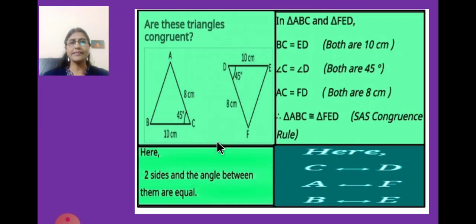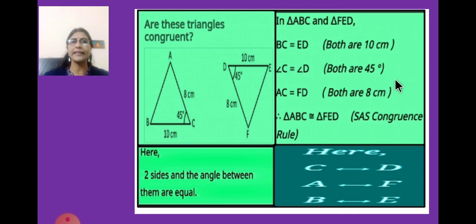Now let us take this example. Are these triangles congruent? So these are the two triangles given. We have to see whether they are congruent or not. This is triangle ABC. This is triangle FED. Now let us see this one. This side BC. BC is equal to 10 centimeter. Even here you can see this side is also 10 centimeter. So we'll write BC is equal to ED. Both are 10 centimeter. Then we will take this angle. You can see this angle and this angle is same. So this is angle C, this is angle D. Angle C is equal to angle D.